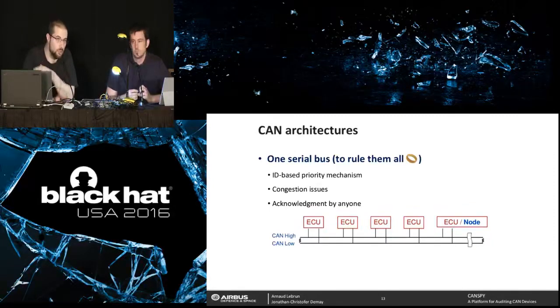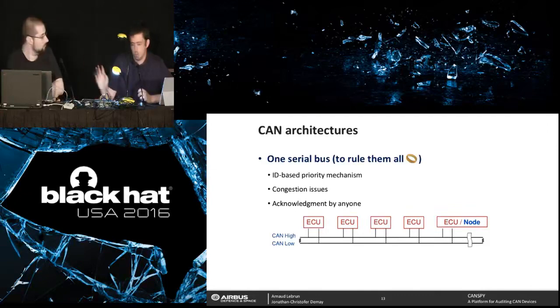Actually, you can just go on Wikipedia. You will have all the information you need. But these three particular points, the ID-based priority mechanism, the congestion issues, and the acknowledgement by everyone, are three key points that we will have to deal with. We'll see later when dealing with the man-in-the-middle setup that we need to audit one particular ECU. So keep these three main key points in mind because they will be useful for almost every next slide.